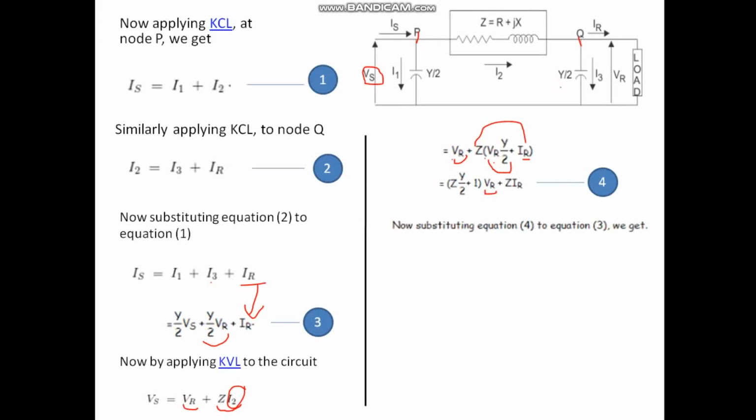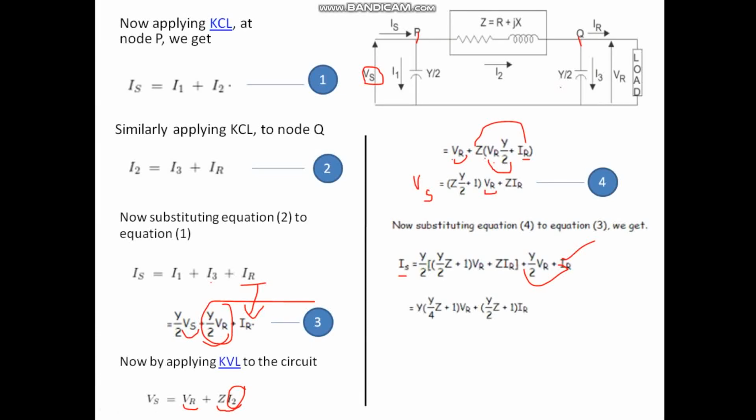Now substituting 4 in equation 3, I get Is as, see, this equation is for Vs. Okay, so I am substituting Vs as this whole, plus Y by 2 into VR, which I have kept as it is, plus IR, which I have kept as it is. Now when I further simplify, I get equation number 5, which is for Is being this.